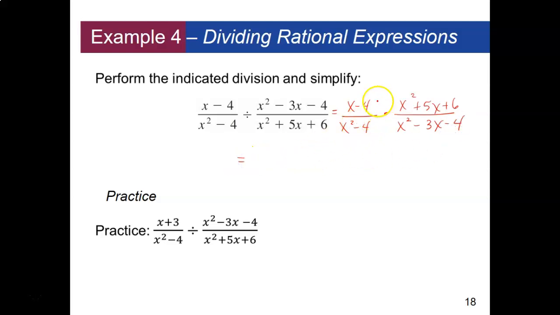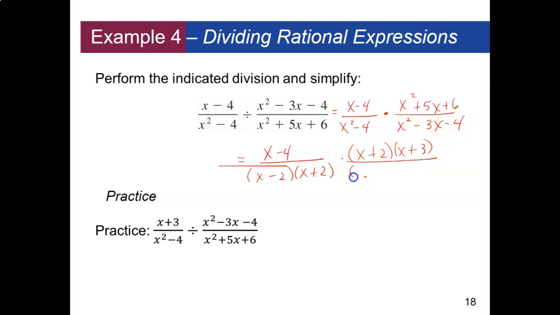Okay, from here, we want to factor everything. So obviously the x minus 4 is not going to factor. This is going to be difference of squares. So it's going to factor x minus 2, x plus 2. This one we've actually factored a couple times. That's going to be x plus 2 and x plus 3.